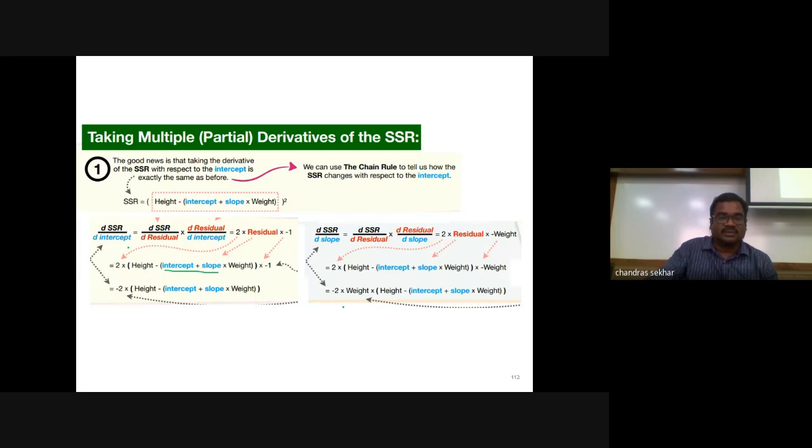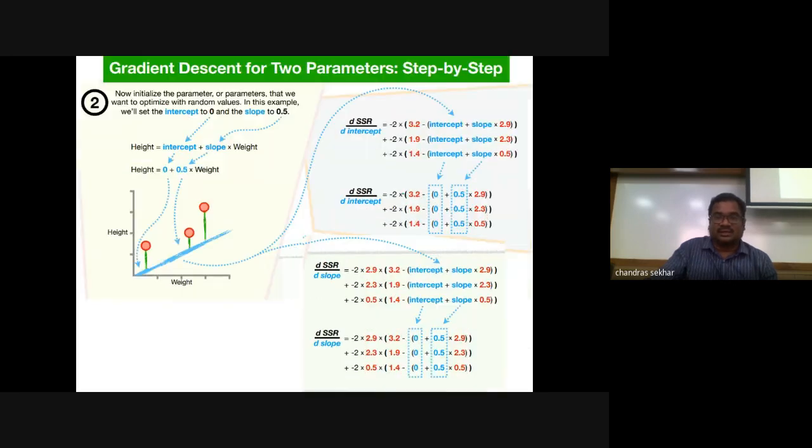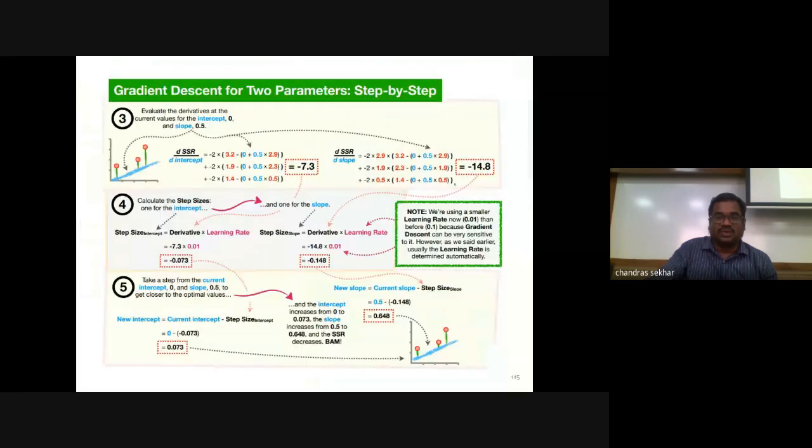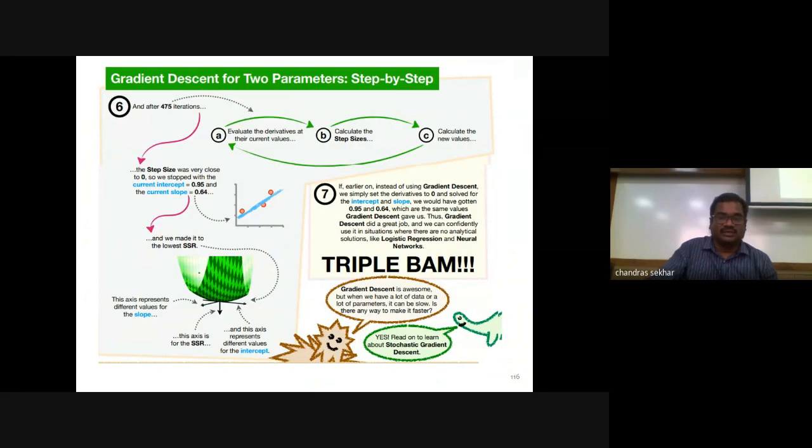So for that we have two sets of equations involving both intercept and slope. This is for the intercept with respect to SSR, and the slope if you want to minimize the SSR. Here also we start with initial values 0 and 0.5, and slowly apply the formula which we learned in the previous session. Slowly it will optimize and find a point which is the minimum.